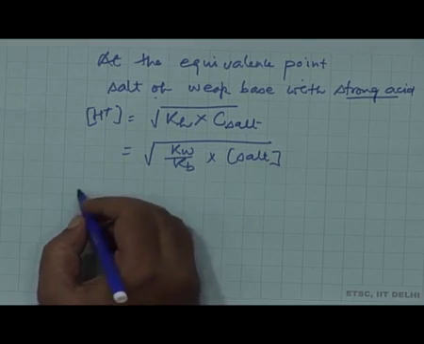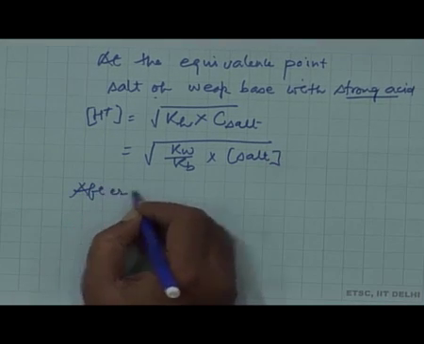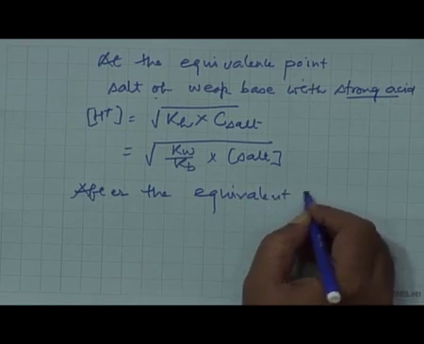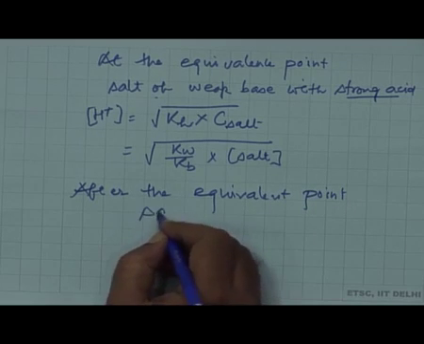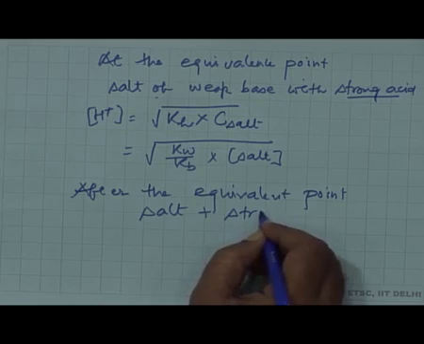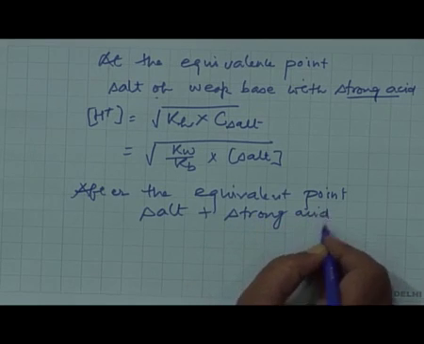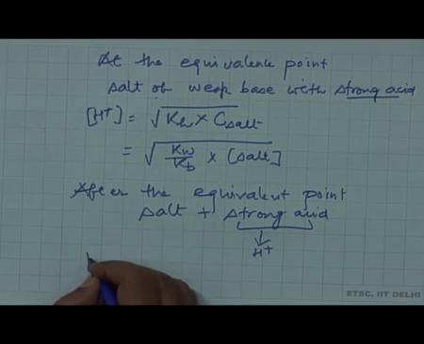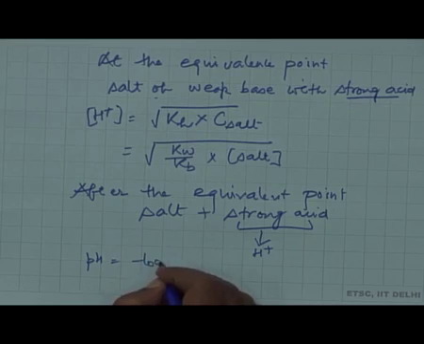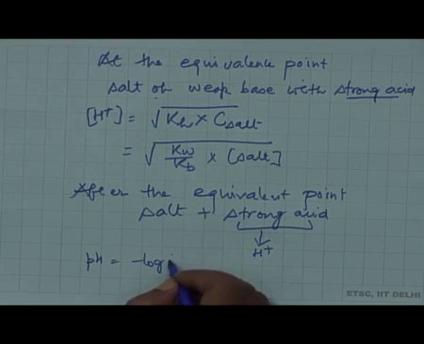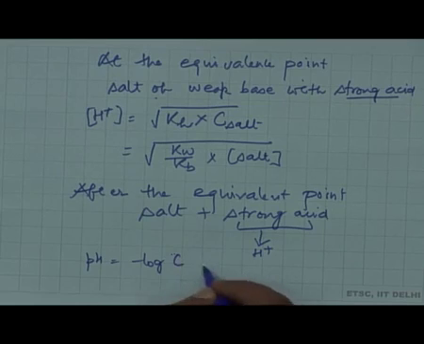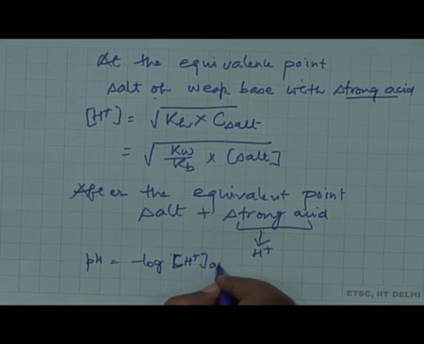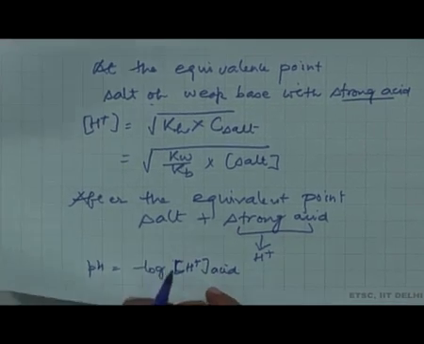And finally, after the equivalence point, you have salt plus a strong acid, but most of the H plus ion will come from the strong acid, and so pH will be minus log of the H plus concentration from the acid.